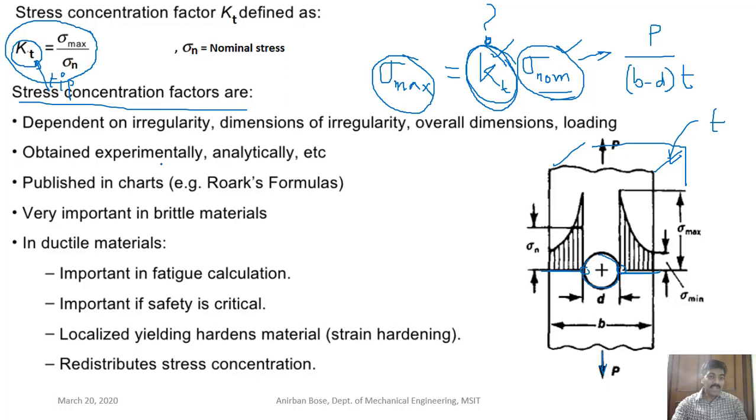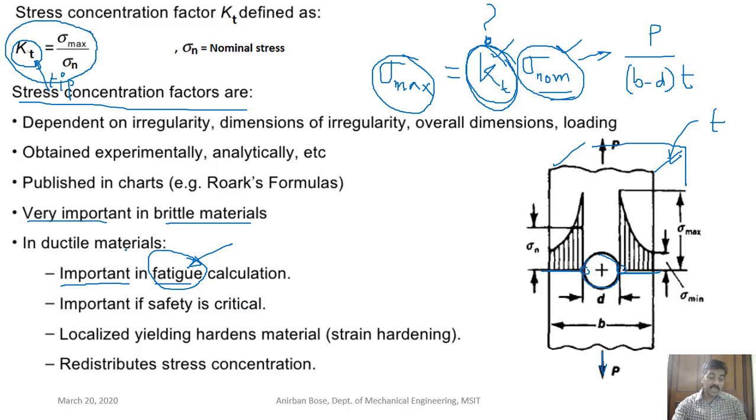It has been obtained experimentally and analytically, in different ways. It is very important in brittle materials, whether the load is static or dynamic; it has to be considered. For ductile materials, it is important in fatigue calculation. Fatigue calculation means when the load is dynamic, then this kind of failure occurs, and we'll discuss that in the next topic. So under dynamic conditions it is important for ductile materials, if safety is critical.